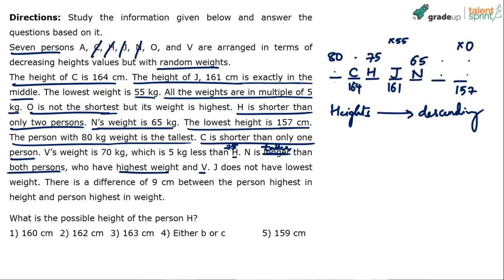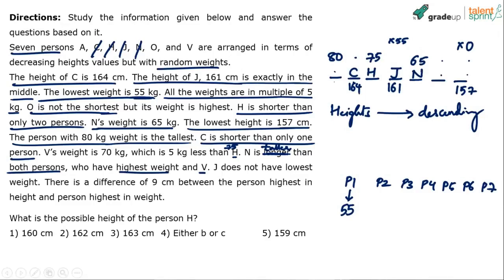One important point to be noted here is, see, there are 7 persons: P1, P2, P3, P4, P5, P6 and P7. Let's assume these are the persons in ascending order of their weights. The lowest weight is 55 kg.